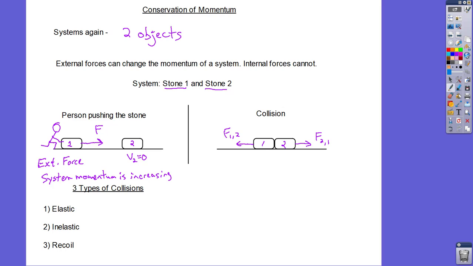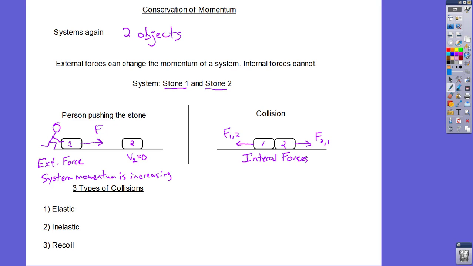what about the momentum of the system? So these are internal forces because it's one object in the system pushing or pulling on another object in the system. So that means we have internal forces, and that means the momentum of the system remains unchanged.